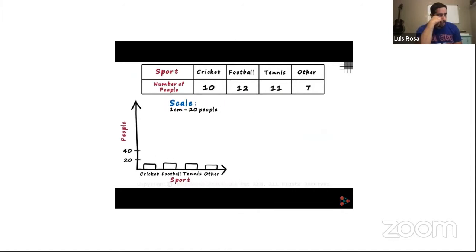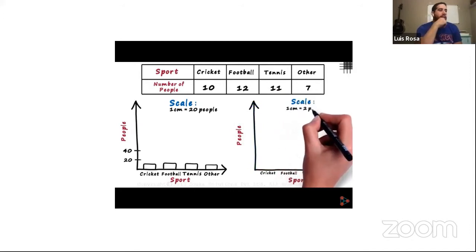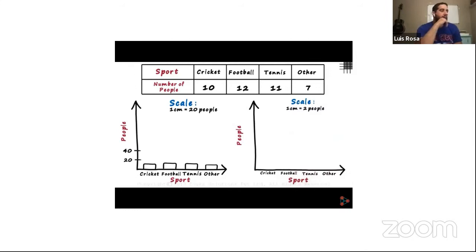Now let's try to draw a bar graph for the same data using some other scale. We have the sport on the X-axis and the number of people on the Y-axis. This time, we choose a scale of 1 centimeter equal to 2 people on the Y-axis. We mark 2, 4, 6, and so on up to 12. This should cover all the data points we have.